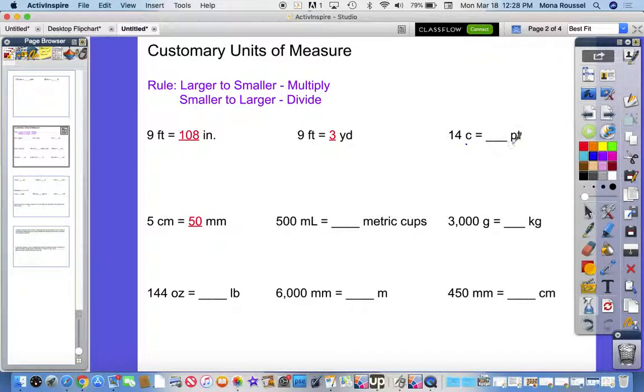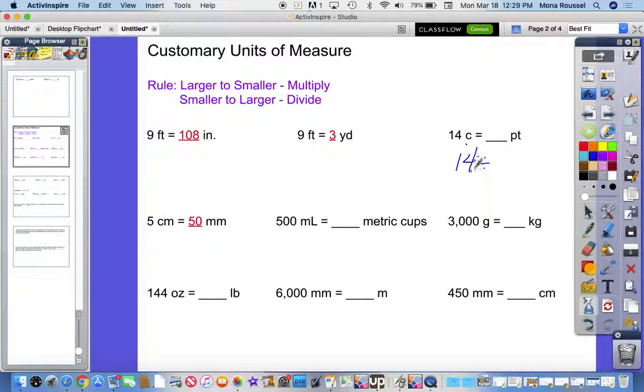14 cups equals blank pints. First thing we need to decide is what's the larger unit of measure, cups or pints. If we're in doubt, we can check the conversion chart that you have, and you would see that it takes 2 cups to equal a pint, so pints are the larger unit of measure. So we're going from a smaller unit of measure to a larger unit of measure. Smaller to larger means we have to divide.